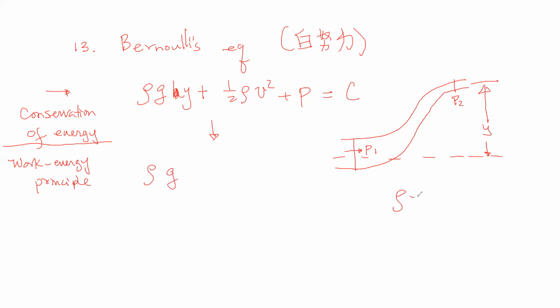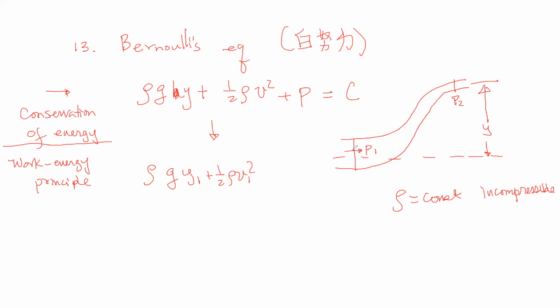Assume rho is constant, which is usually assumed in our introductory AP Physics 2 class. So rho is constant, so the fluid is incompressible, 不可压缩的 in Chinese. So rho g y1 plus 1/2 rho v1 squared. So you have v1, right?